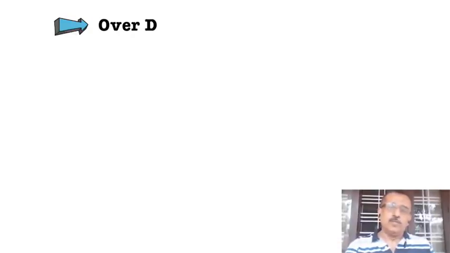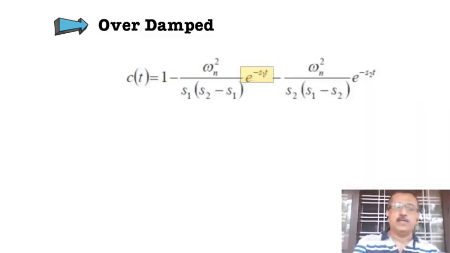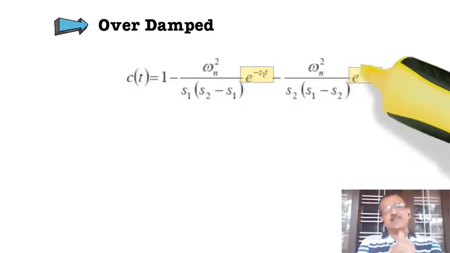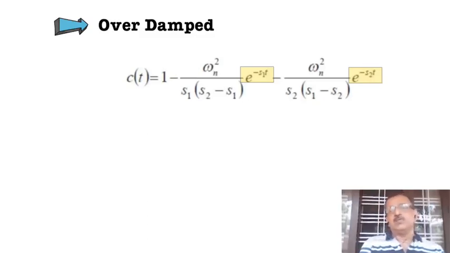And for the overdamped system, we could derive it as C(t) is 1 minus omega n square divided by s1 into (s2 minus s1), where s1 and s2 are the poles, e power minus s1 t, and some constant into e power minus s2 t. So basically this also is saying that as t tends to infinity, these two terms will decay to 0, and the output will be 1.